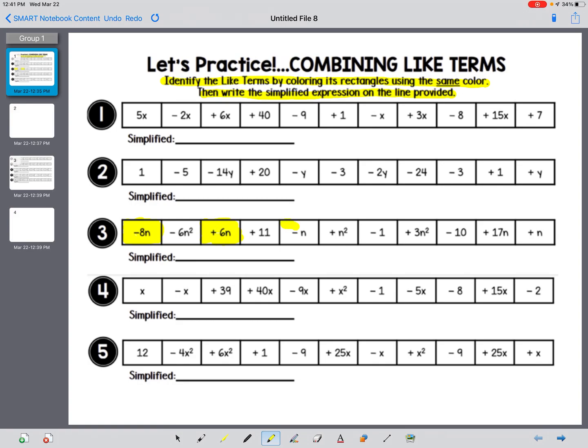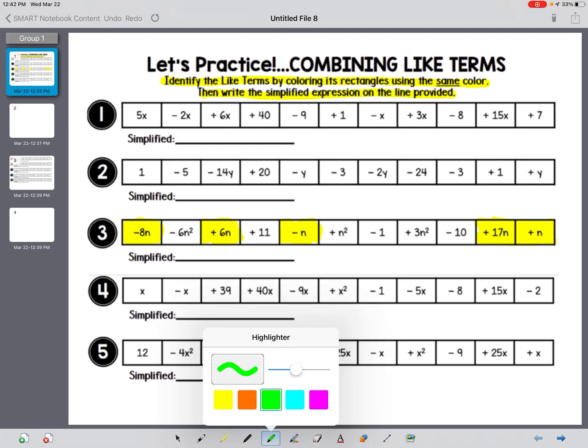We have a negative 1n here. We'll color that yellow. N squared is not part of this family. Neither is 3n squared, or negative 1 or negative 10. But we do have a positive 17n and a positive 1n. So all of these are in the same family. They're all going to be yellow.